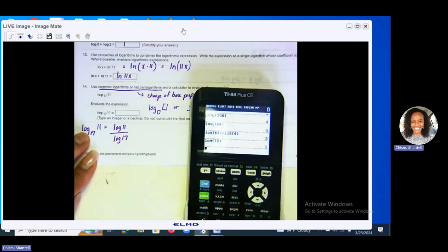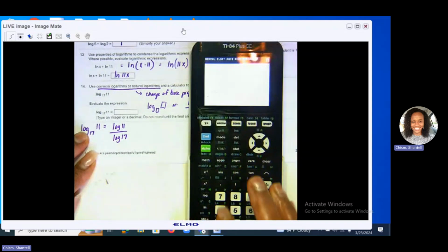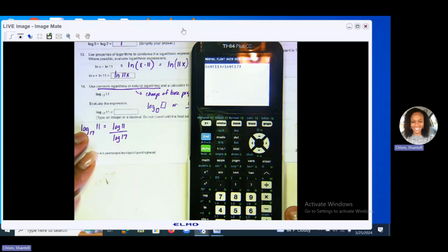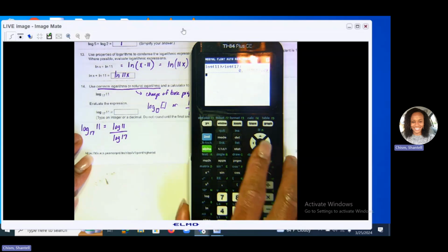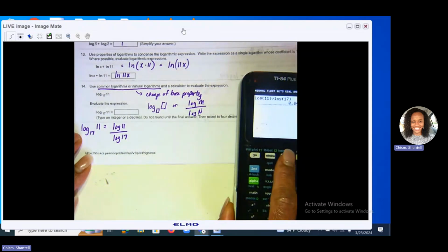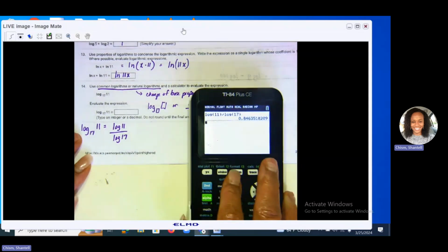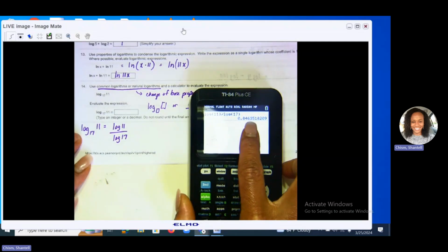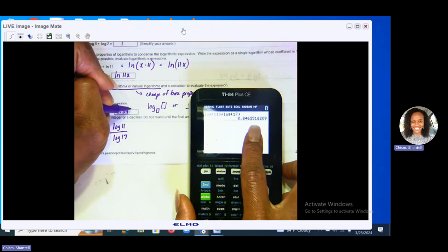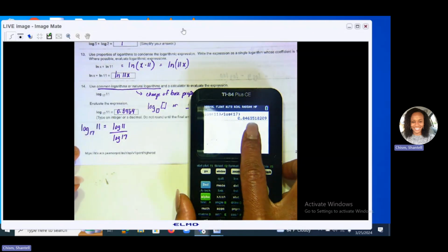And that would give me, so I clear that, I press the log key, 11, divided by the log key of 17. And I get 0.84635. And of course, we'll have to round that because it's a decimal that goes on. Rounding that to 4 decimal places, this would be 0.8464. That 3 is followed by 5, which makes it go up to a 4.